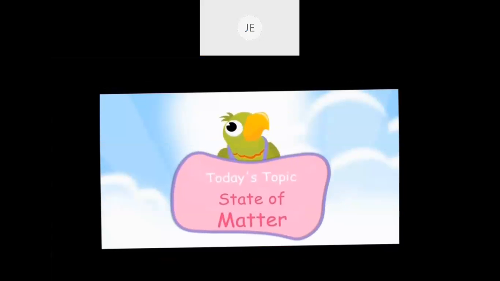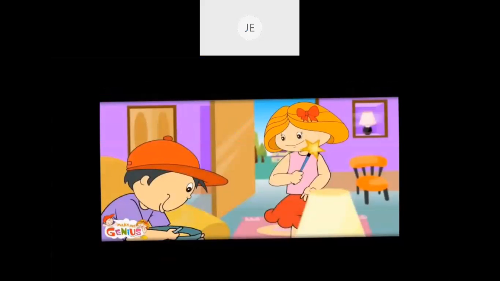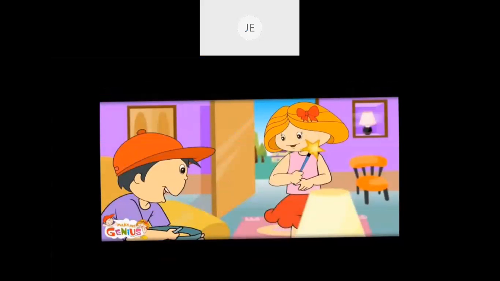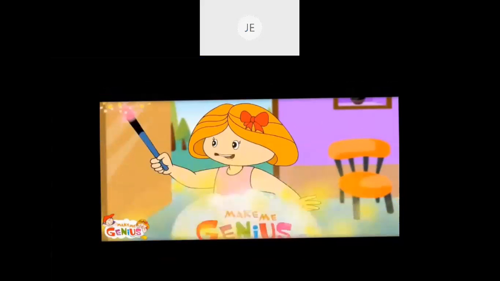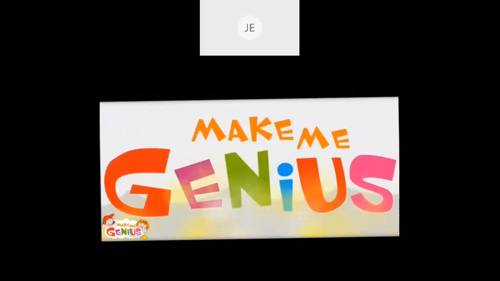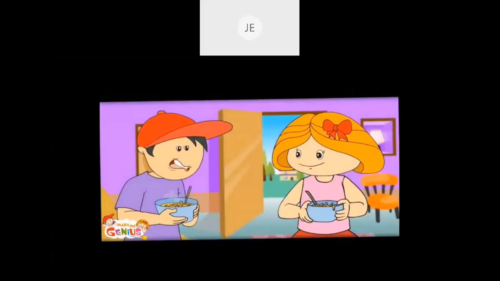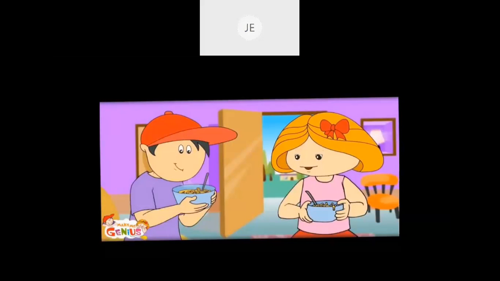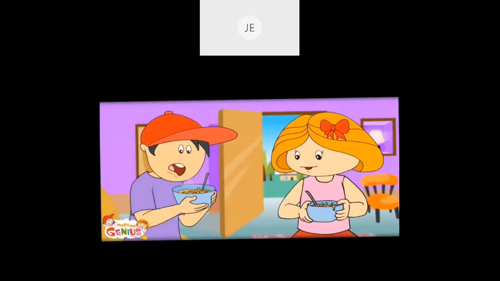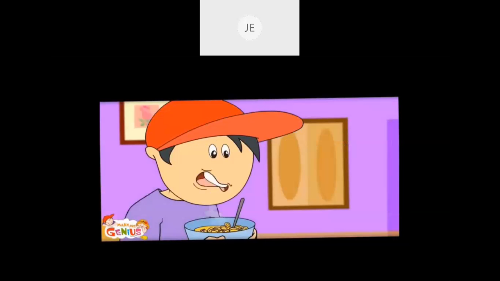State of matter. Is it tasty? Yeah, very much. But I won't give you. Okay, my magic wand would give me. Oh, mine is better. There is no smoke in yours. Smoke? See, the smoke is coming out. Oh, this is gas. Gas?